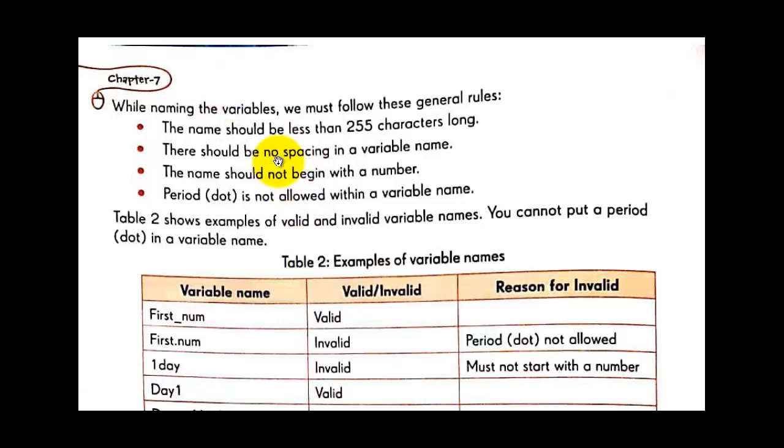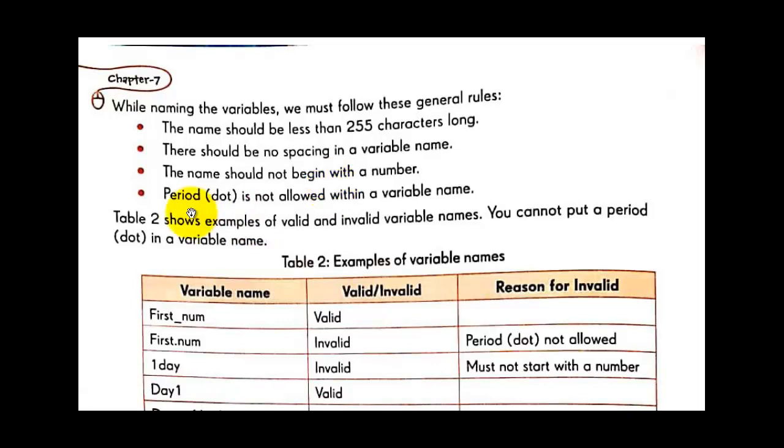Now, while naming a variable, a variable can hold text as well as a number. And while a variable should have a name, while naming a variable you should understand these 4 points. The name of the variable should be less than 255 characters long, there should not be any space between a variable name, and the variable name should not begin with a number.